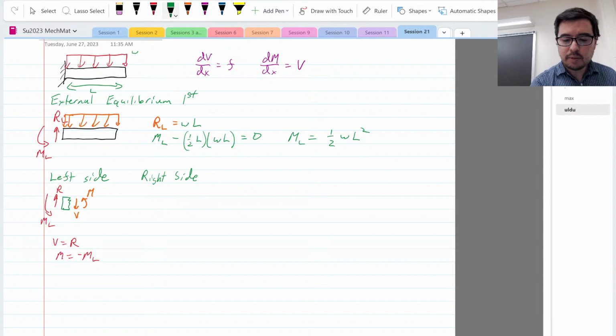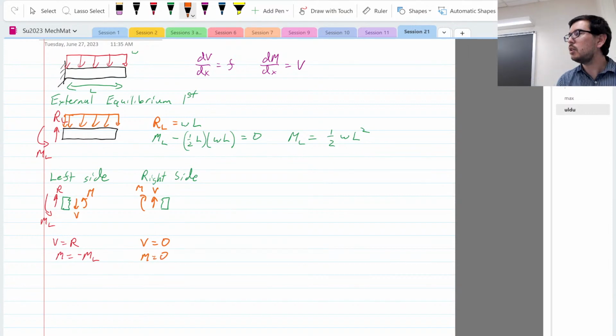The right side, we draw this out and we follow the convention, as we see here. And we have V equal to 0. And what do we have M equal to? 0. Okay, so that's good.